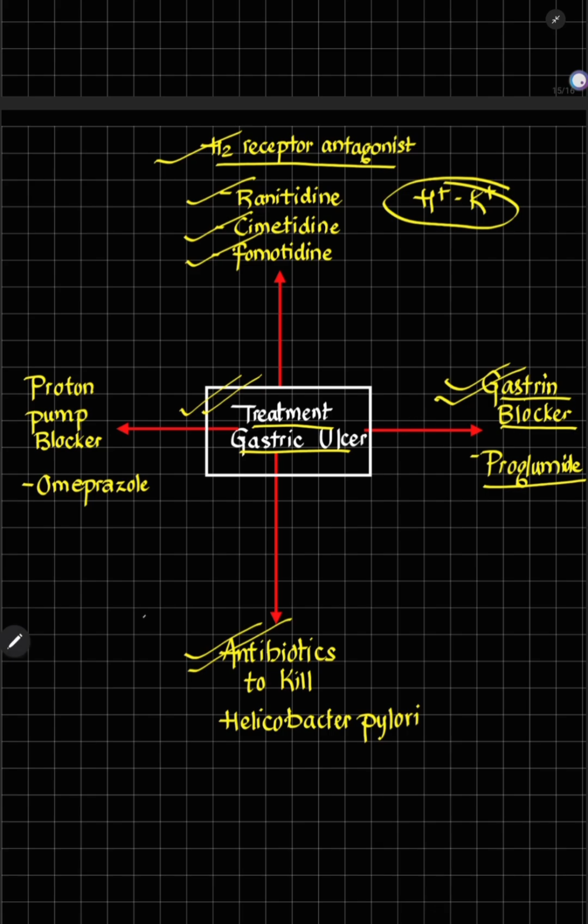Then when the cause of peptic ulcer is Helicobacter pylori, we will give antibiotics to kill the Helicobacter pylori. This is again a common treatment in gastric ulcer. Then proton pump blocker, as we have seen, omeprazole is a proton pump blocker. Again we know the proton pump means the hydrogen pump. So this is all about gastric ulcer, which you can get as a 7-mark question in your university exam, in your semester exams in first year MBBS in physiology.